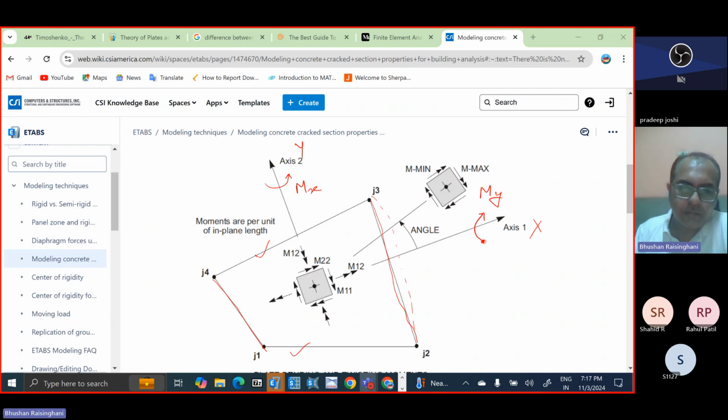So red lines are going down. Okay, so it will go like this, right? And this point will be, let's say, J4, and this point will be J1. So between the two, the bending will happen.